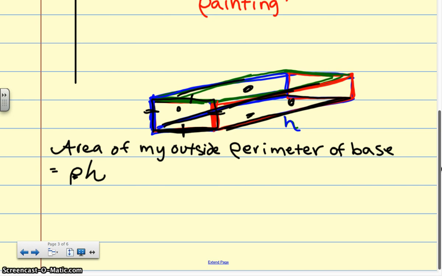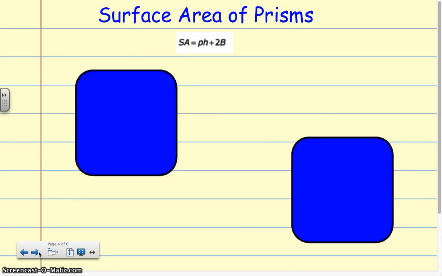And then if I need to find 2 more sides, and that's my actual base. And I have 2 of them, so I would add to it 2 times big B. We decided yesterday that big B represented the area of my base, and it doesn't matter what shape it is. That's how we develop the formula for finding surface area. Actual formula is right here. Surface area is P times H plus 2B.